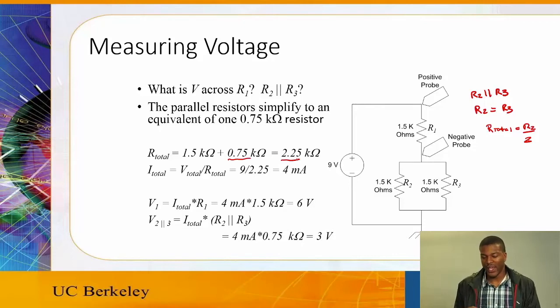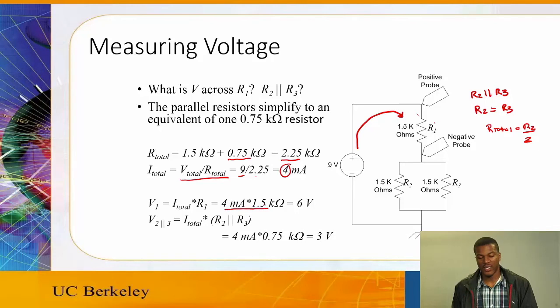So now we go back to the equation we derived from Ohm's law to find the total current, which is total voltage over total resistance. The 9 volts divided by 2.25 k ohms will give us 4 milliamps. Now, this current generated from the 9-volt battery will flow into the first resistor R1, so we can use that to find the voltage across it, which is 4 milliamps times 1.5 k, which is 6 volts.